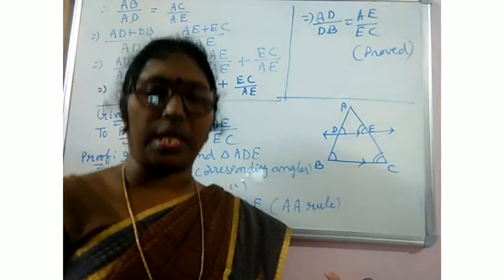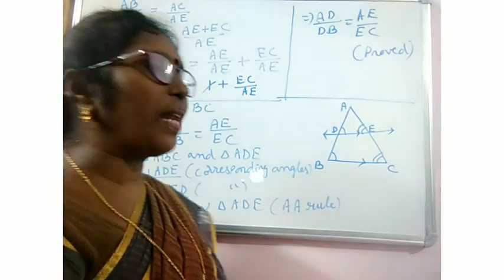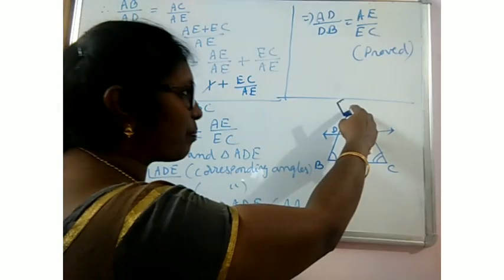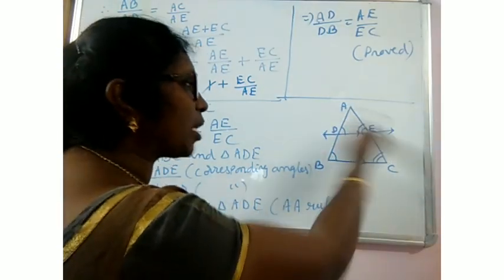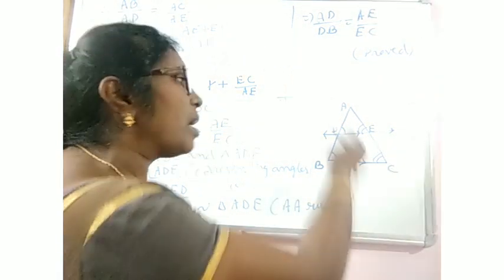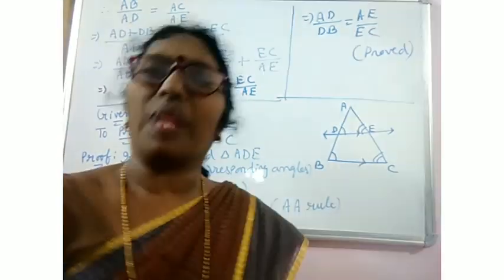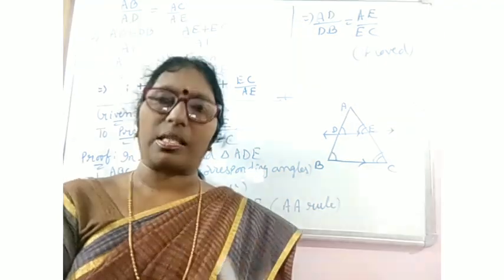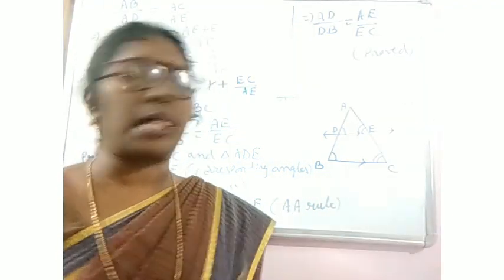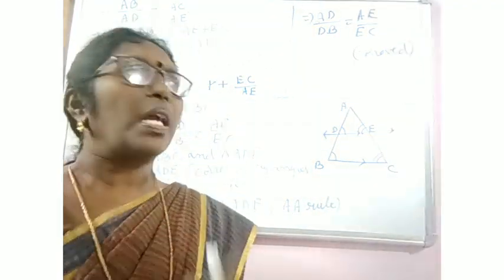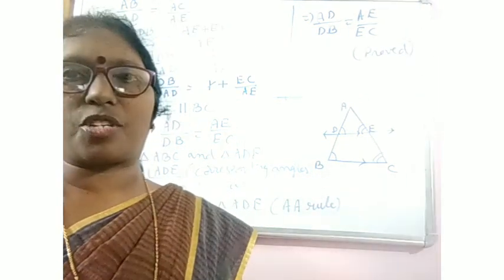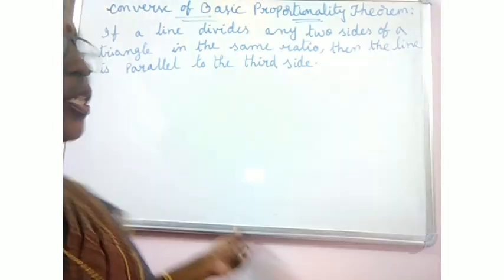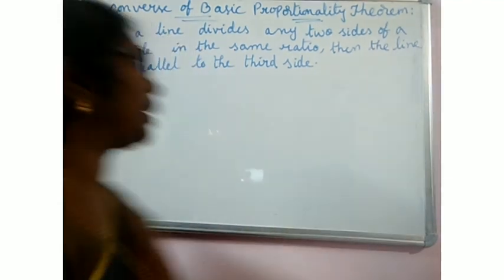Converse of the basic proportionality theorem means: if a line divides two sides proportionally, that line is parallel to the third side. Just the converse, the reverse of this, is your converse of the basic proportionality theorem. Let us learn that.